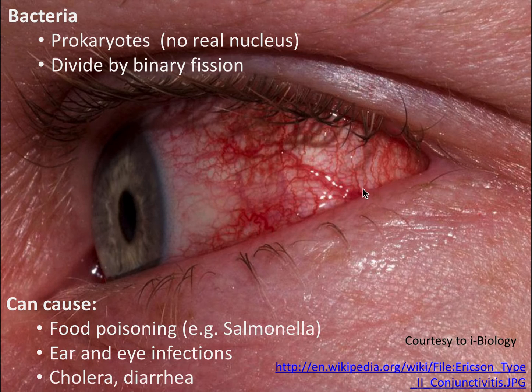Bacteria are usually prokaryotes that cause diseases. They don't have a real nucleus. Remember, prokaryotes do not have membrane-bound organelles. They divide by binary fission, so they make lots of copies of themselves.